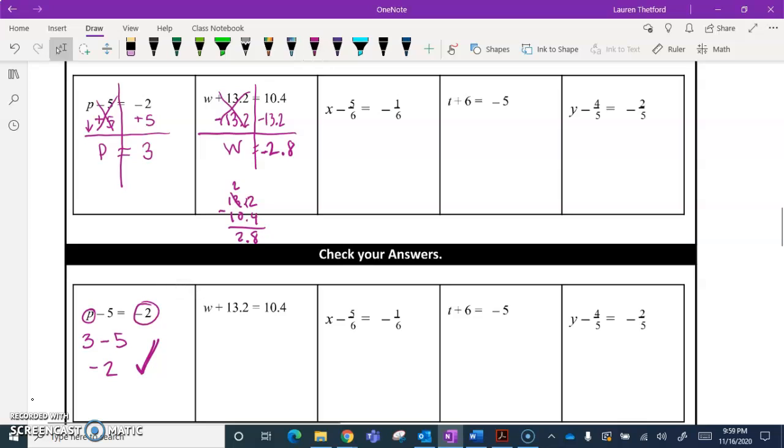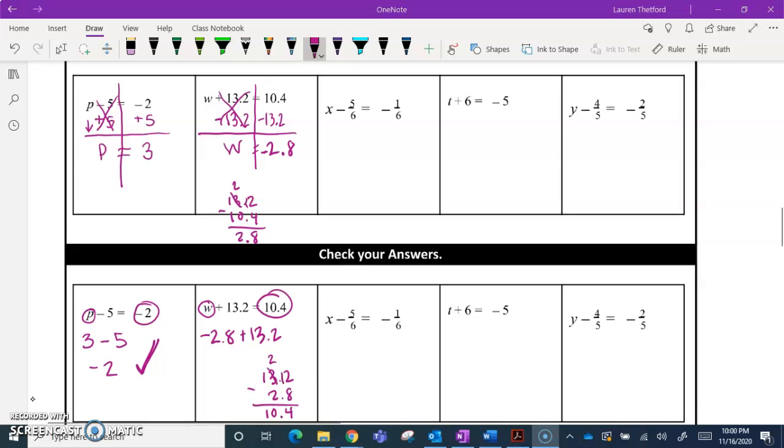So let's check that. Where the W is, we replace it with -2.8. And then we add 13.2. These are different signs, which means we actually subtract. So 13.2 minus 2.8, and I get 4. And that's exactly what it said it should equal in my equation. So we know that we got that correct.